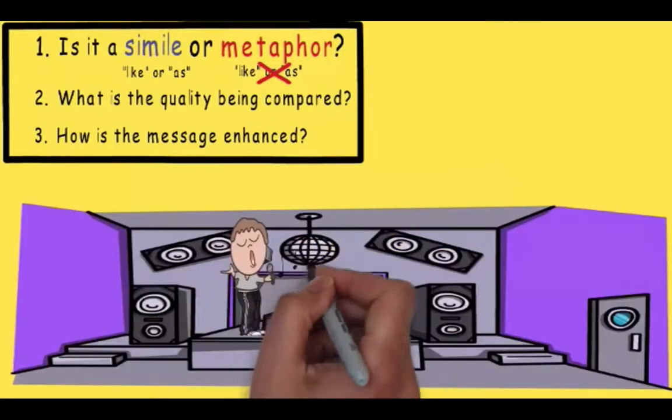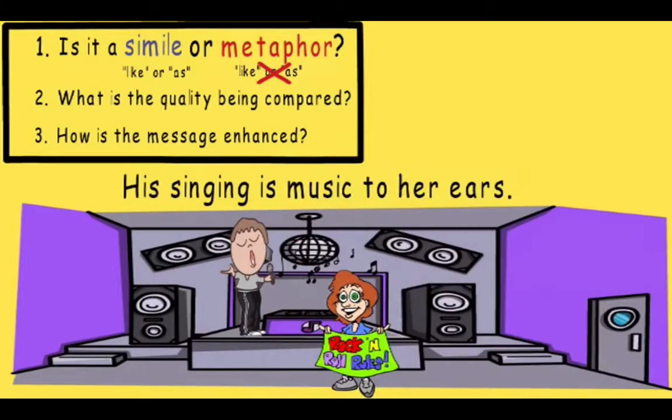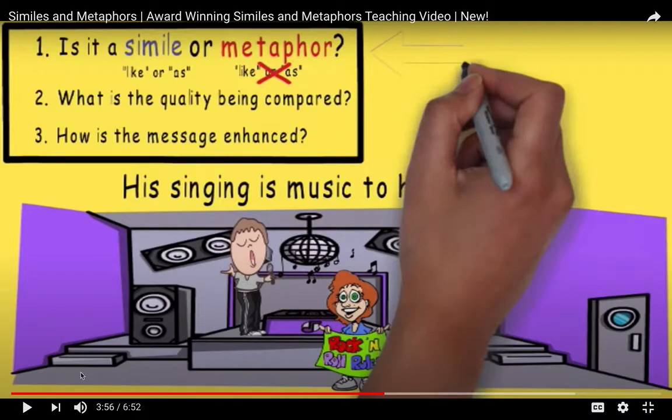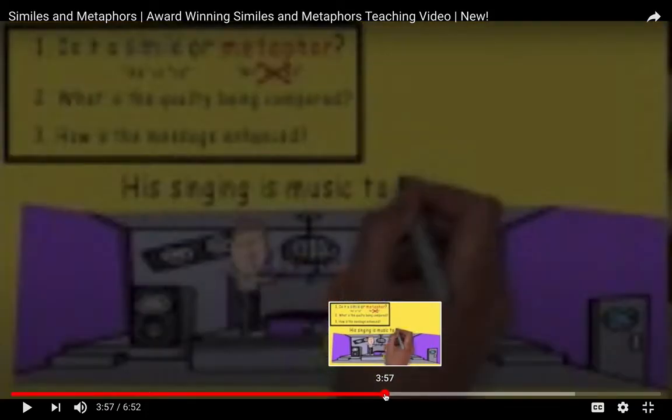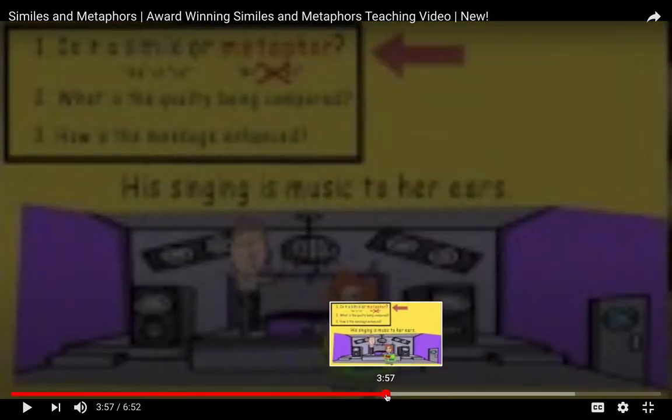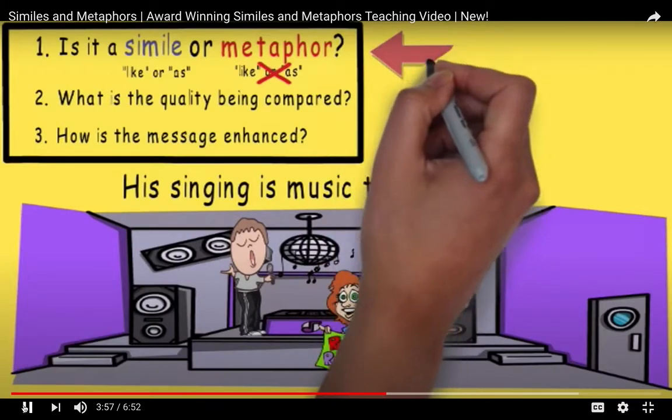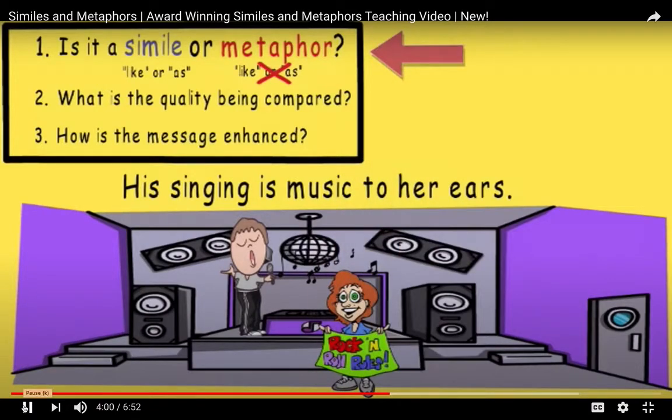Here we go. His singing is music to her ears. Okay. Oh, hold on. I'm going to back that up a little bit so the hand doesn't get in the way. Hold on. We need to decide if this is a simile or a metaphor. Okay, so what is it? Is this a simile or a metaphor? I'm going to give you about a minute to think. His singing is music to her ears.